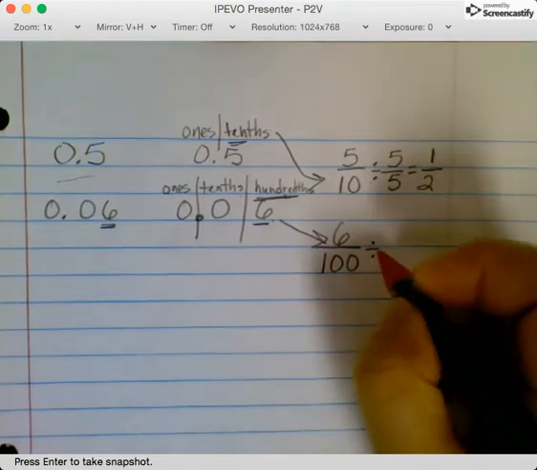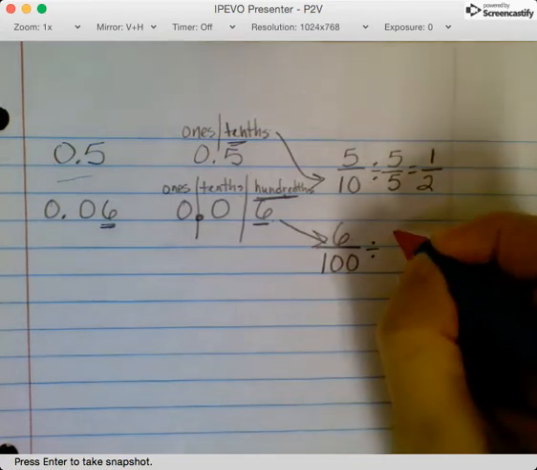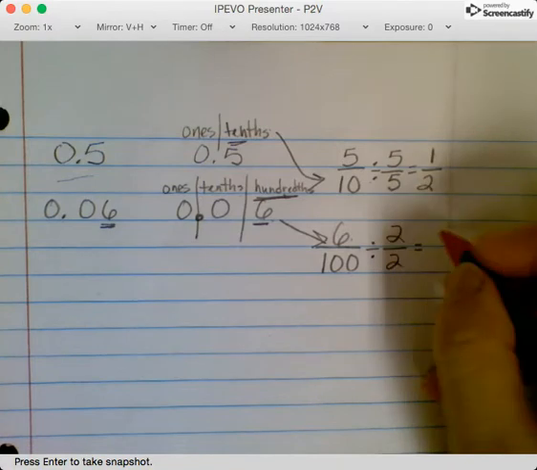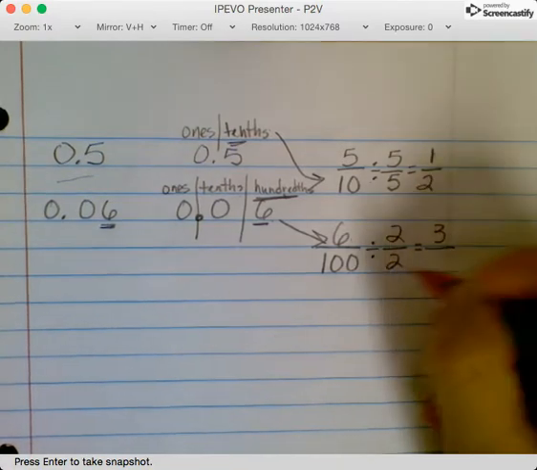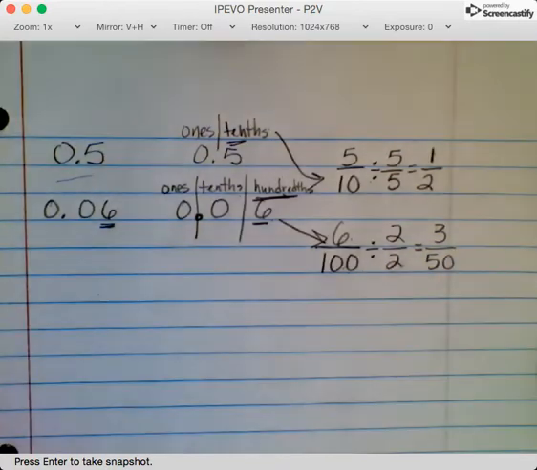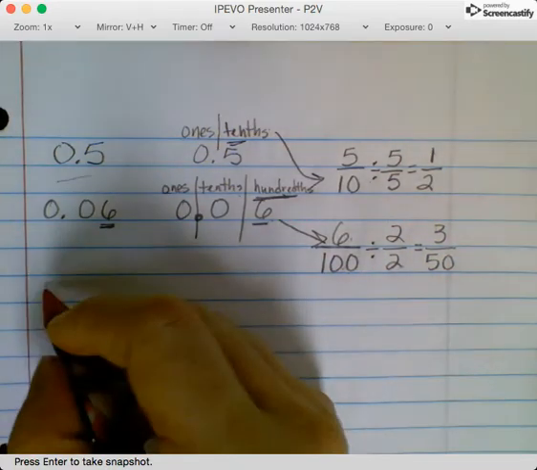I can reduce again. 6 and 100 can both be divided by 2. 6 divided by 2 is 3. 100 divided by 2 is 50. Now what if we had a 2-digit number?